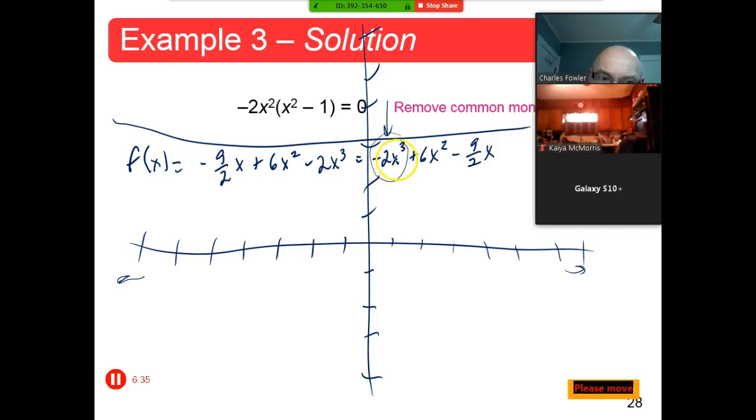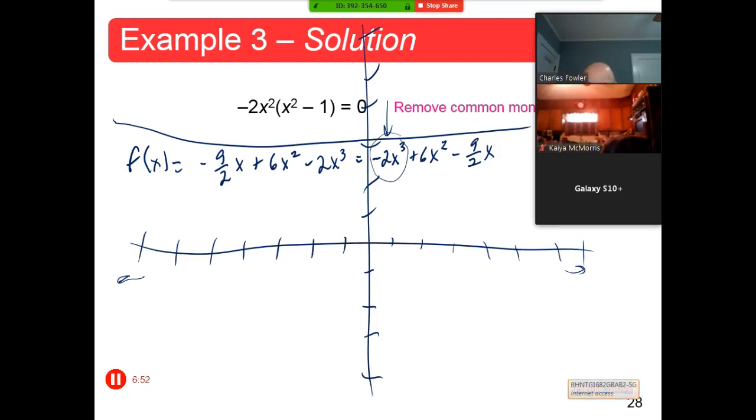Anyone know? 1,000. What's 10 squared? 100, and 10 is just 10. Well, guess what? 1,000 is going to dominate. Doesn't matter what that middle term is doing. That 1,000 is going to take over, okay?